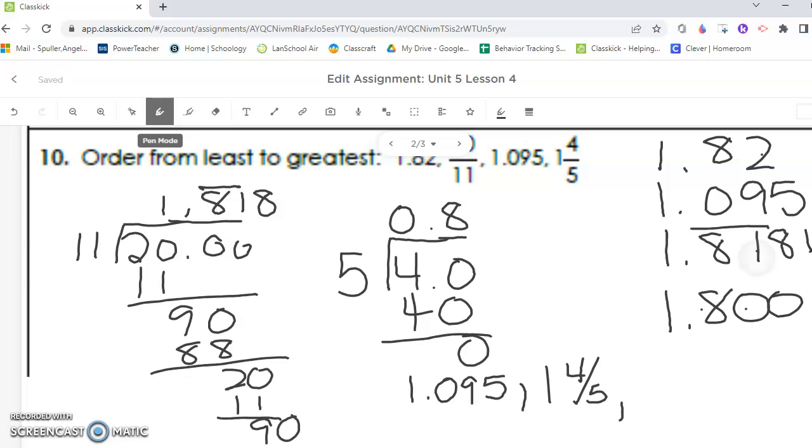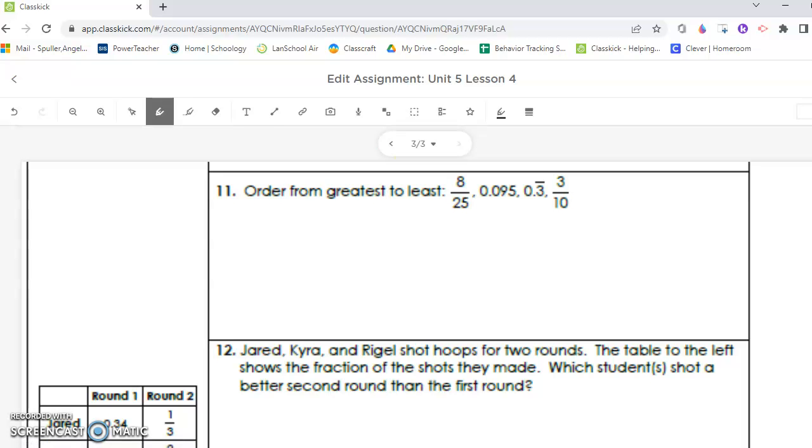Then we would go to the 20 over 11. And last but not least would be the 1.82. Great job. All right. Go ahead and work on number 11. Okay. Pause the video, then come back and see if you got it correct.